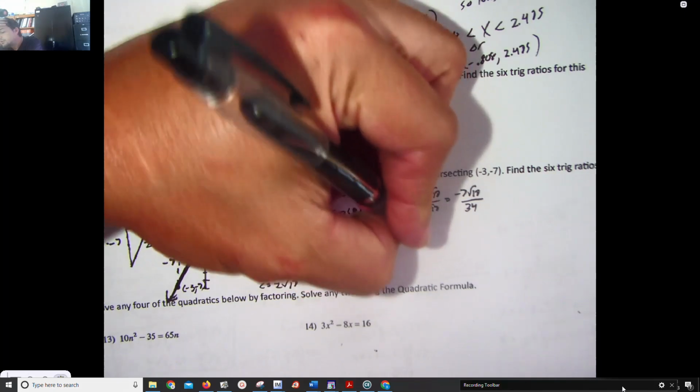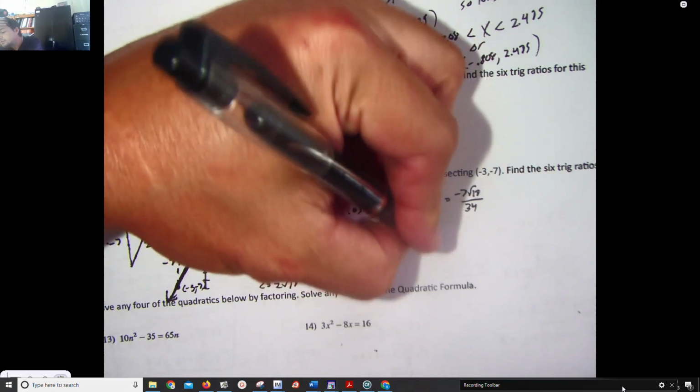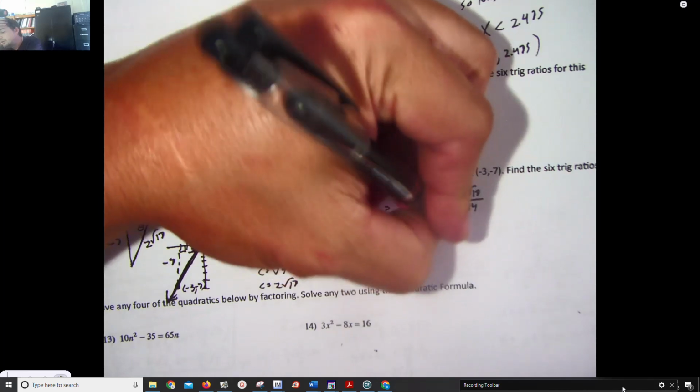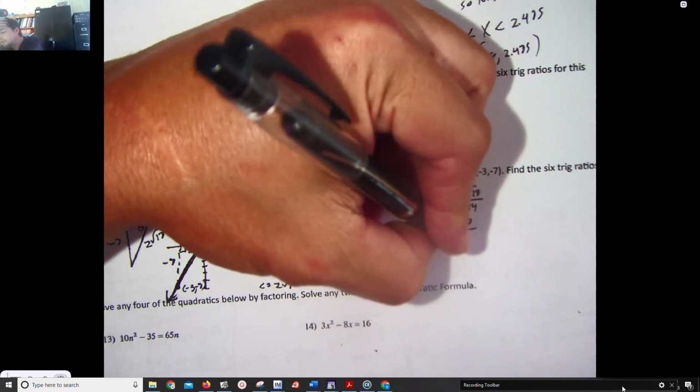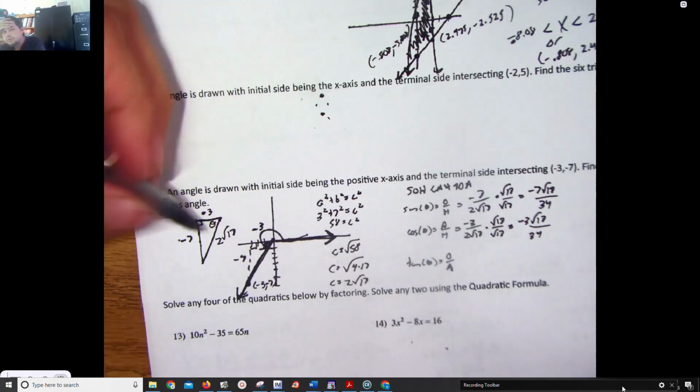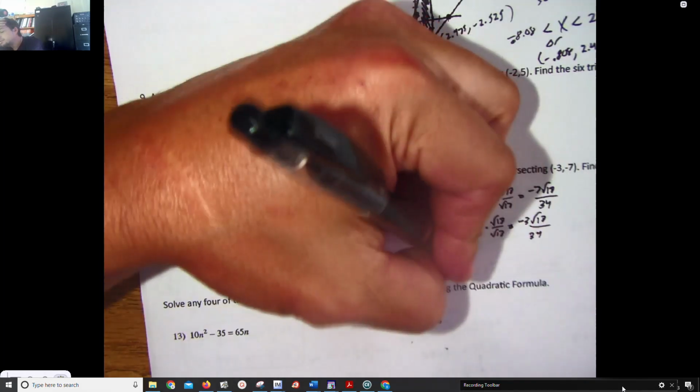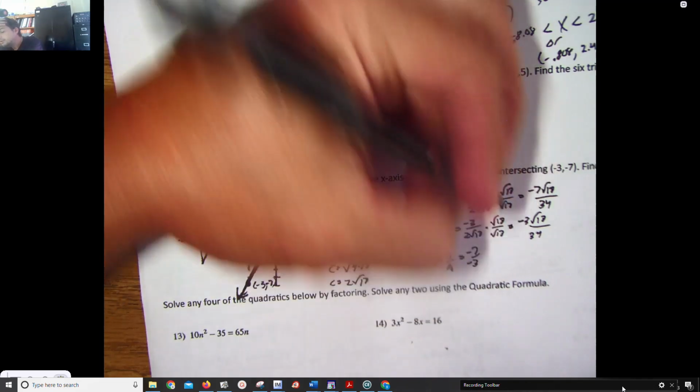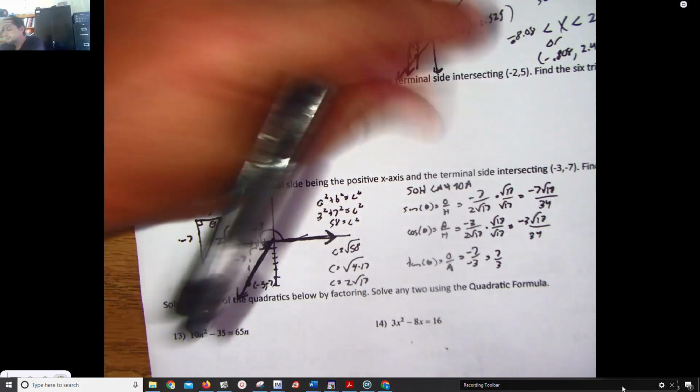And you clean it up the same way you did the other one. Multiply top and bottom by root 17. And you get -3 root 17 sitting over 34, which also doesn't simplify any more. Tangent ratio is opposite over adjacent. That's -7 over -3, which is +7/3.